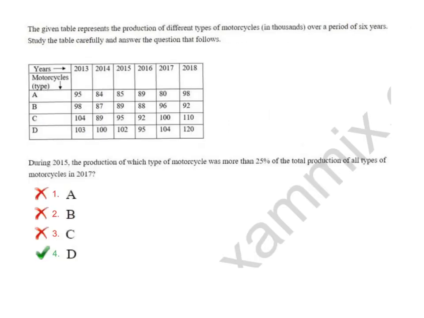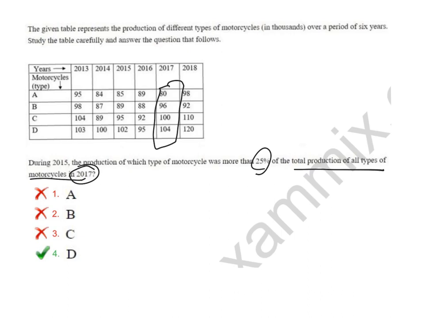During 2015, the production of which type of motorcycle was more than 25% of the total production of all types of motorcycles in 2017? So you can find the total production of all types in 2017 and find 25% of it, then see which type in 2015 is more.